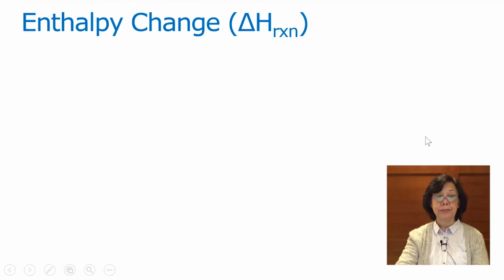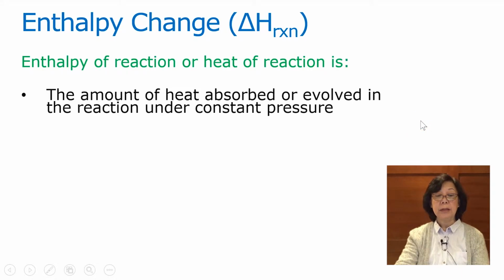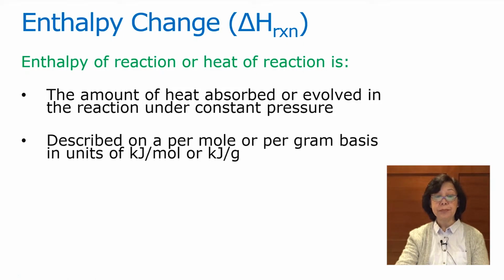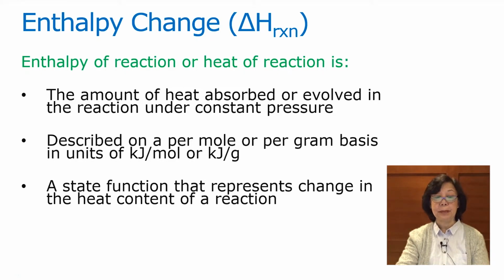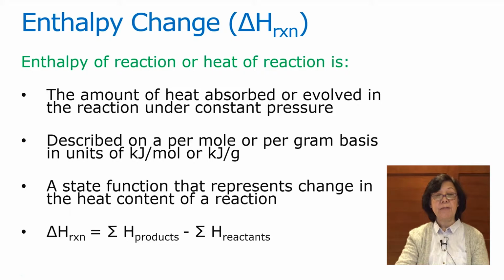the reaction. Enthalpy change, which is represented by delta H, ΔHrxn, of the reaction, is the amount of heat absorbed or evolved in the reaction under constant pressure. It is described on a per mole or per gram basis in kilojoule per mole or kilojoule per gram. It is a state function that represents change in the heat content, so it's between final and initial states. Therefore, the enthalpy change of a reaction is equal to the summation of the enthalpy of all the products minus the summation of enthalpy of all the reactants.